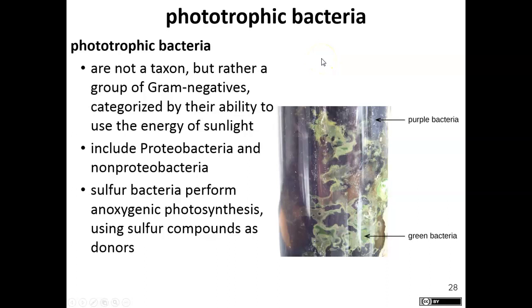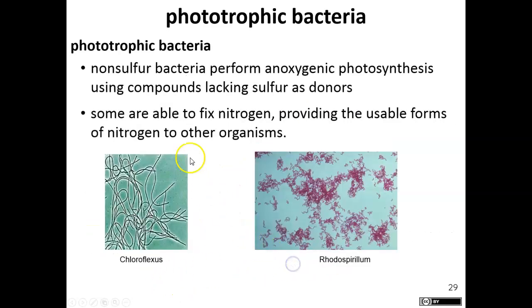The phototrophic bacteria then are not a taxonomic group, like I said, but they all utilize photosynthesis to produce carbohydrates. And so there are some of these phototrophic bacteria that use oxygen, but there are others that do not use oxygen. So we're going to look at the sulfur bacteria first. Sulfur bacteria are anaerobic, and so they do not use oxygen at all. Instead, they use sulfur compounds.